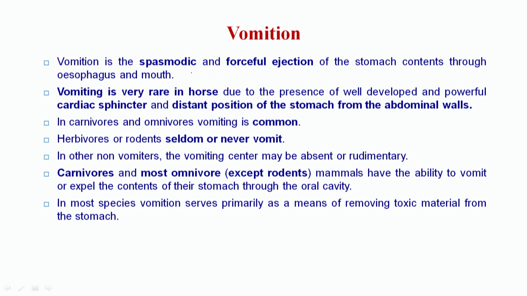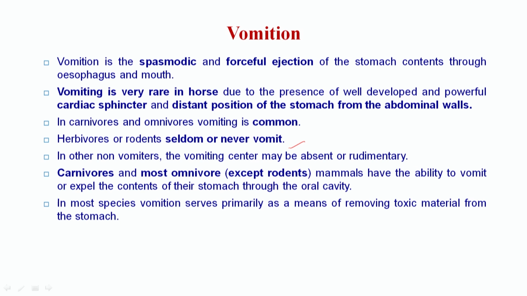Vomition is the spasmodic and forceful ejection of the stomach content through the esophagus and mouth. Vomition is very rare in the horse, as I told you, because it has a very well developed sphincter which doesn't allow it to vomit. In carnivores and omnivores, vomiting is common. In herbivores and rodents, it is very rare, or they may not vomit. In other non-vomiters, the vomiting center may be absent or rudimentary.